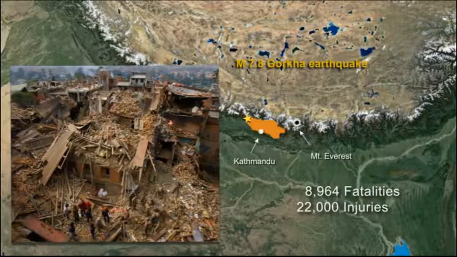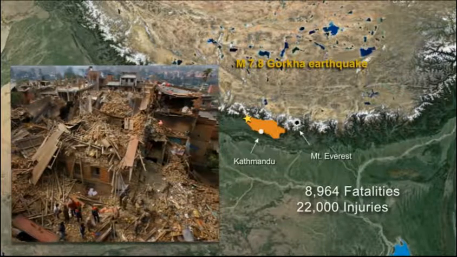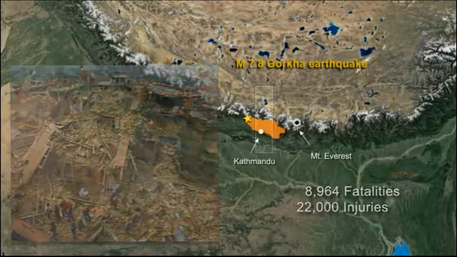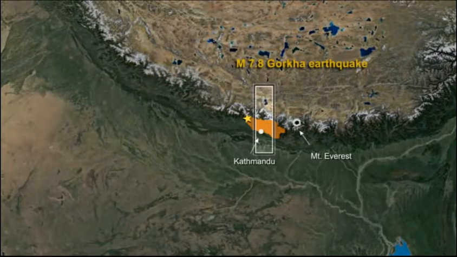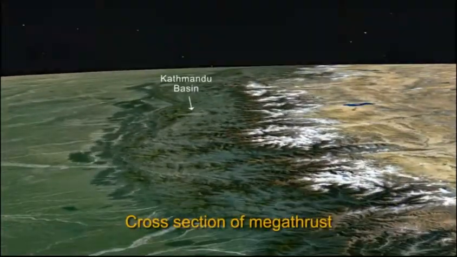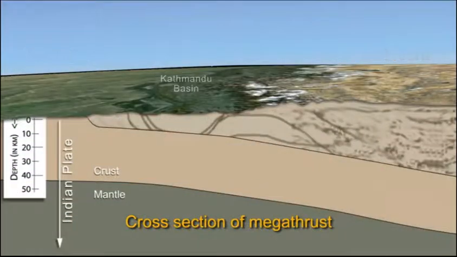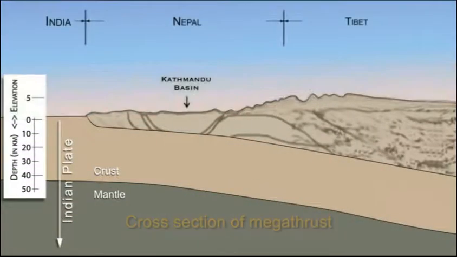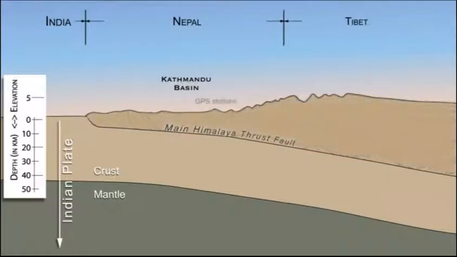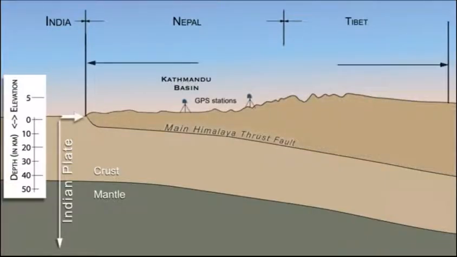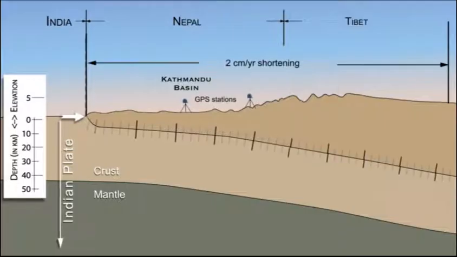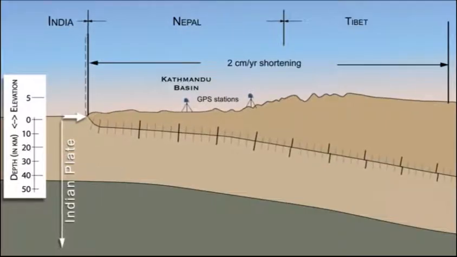To understand the Gorkha earthquake, let's look at a north-south oriented cross-section through the Kathmandu Basin. Geological studies and seismic imaging reveal a complicated history of faulting and earthquakes in the Himalayas, but here we focus on the active main Himalayan thrust fault. The Indian plate pushes the leading edge of the Eurasian plate northward, shortening the overriding crust by over 2 centimeters per year.